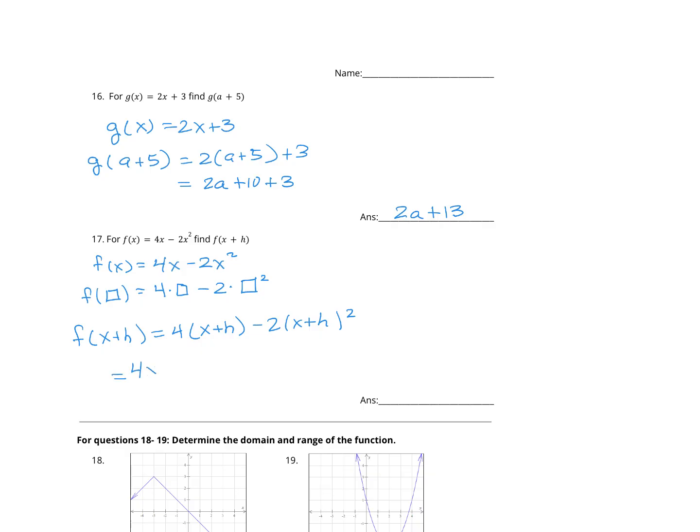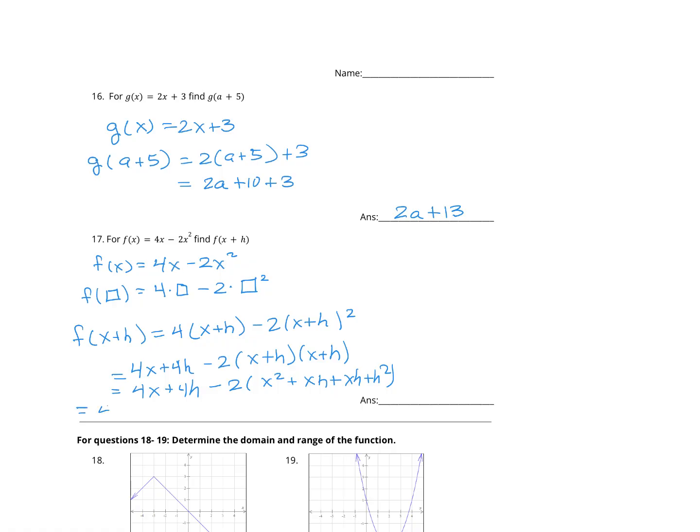We know that's 4x plus 4h by distributing. That's minus 2, and then x plus h needs to be FOILed out because you're squaring two things added. So that's 4x, and that should be a 4h right there. And then you're going to have a minus 2 times x squared plus xh plus xh plus h squared.